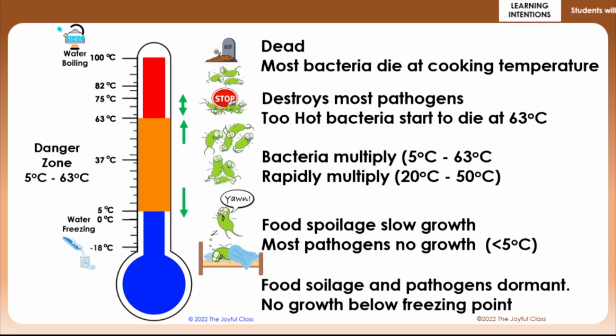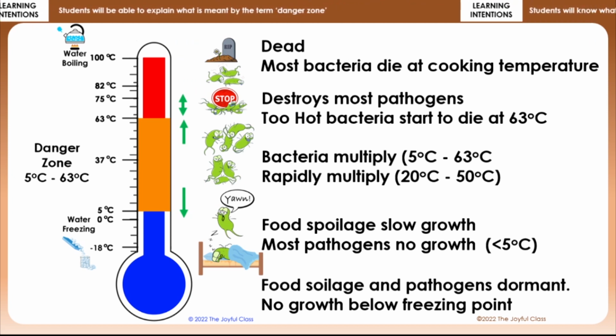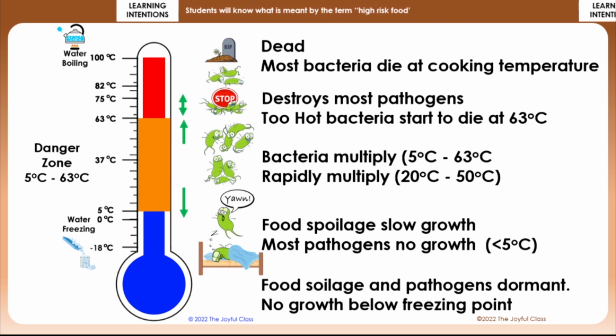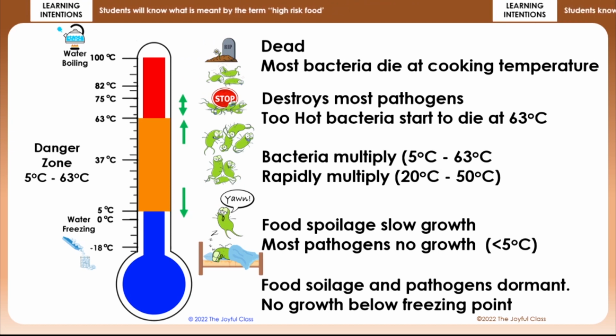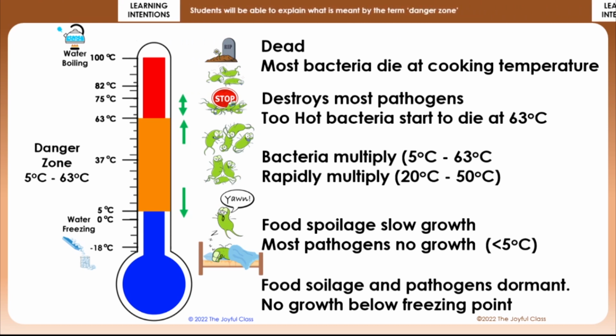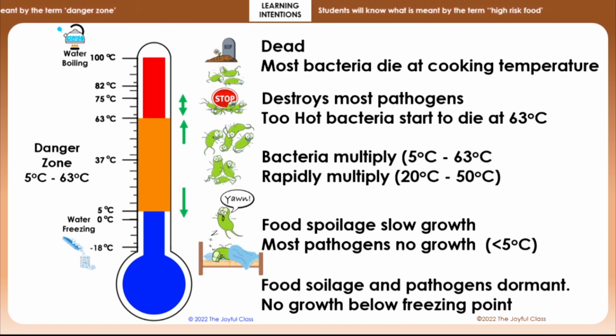So above 100 degrees, the boiling point of water, bacteria could be dead. Most bacteria die at the cooking temperatures. 75 degrees or above destroys pathogens. So therefore the bacteria will die from 63 degrees and above. Bacteria multiply between 5 degrees centigrade and 63 degrees centigrade, which is the danger zone. They rapidly multiply between 20 degrees centigrade and 50 degrees centigrade.